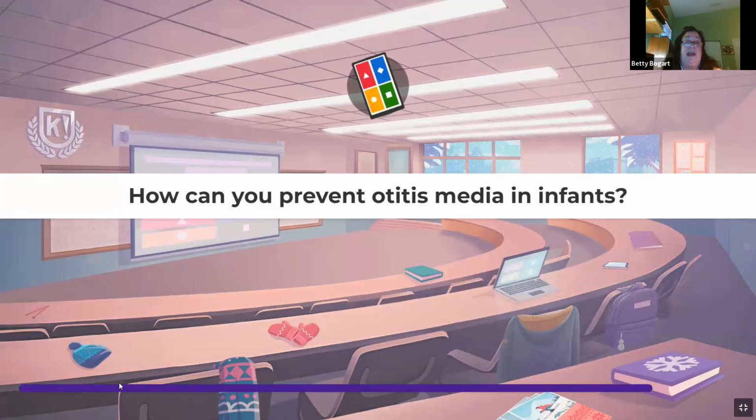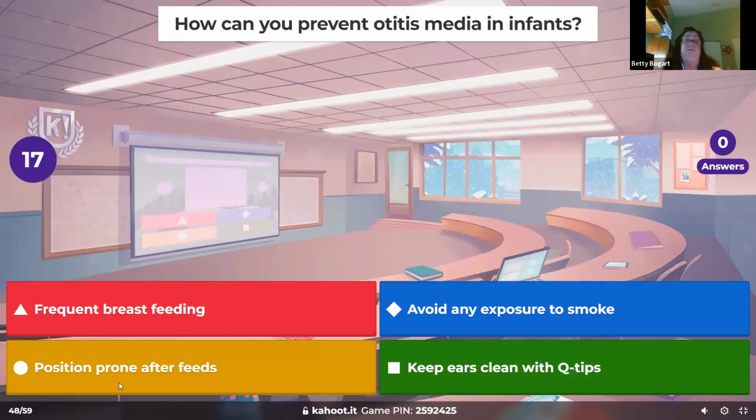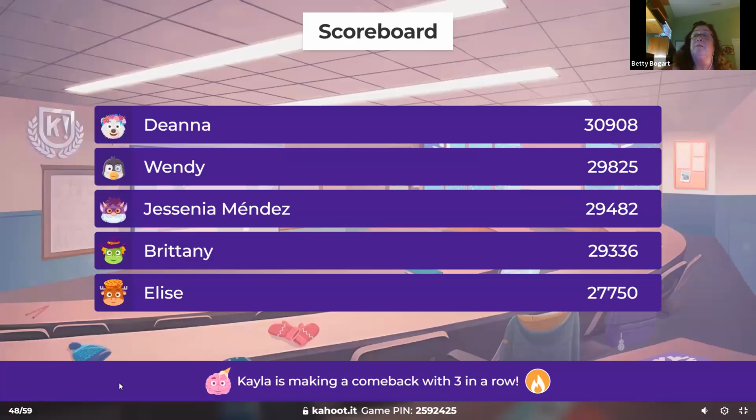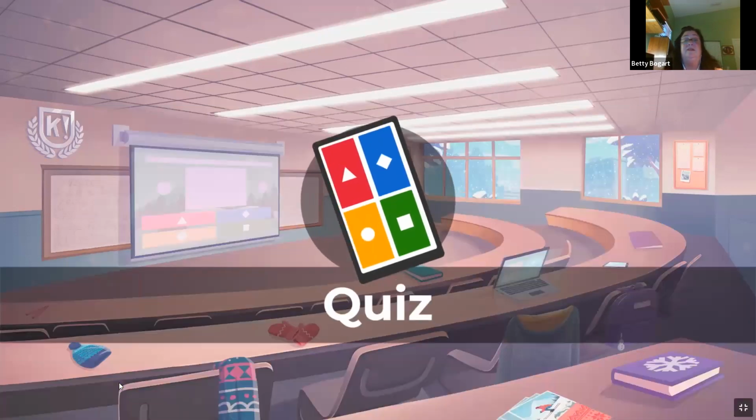How can you prevent otitis media in infants? And yes, we can decrease how many incidences of otitis media they have by very simple things. And it's that smoke exposure. Frequent breastfeeding, you don't have to frequent, normal breastfeeding, okay? Prone after feeds, you're gonna put them on their back so that they can have that secretions go in their ears. And of course, we don't use Q-tips on anybody. So smoke, big thing, also has to do with SIDS too, right?